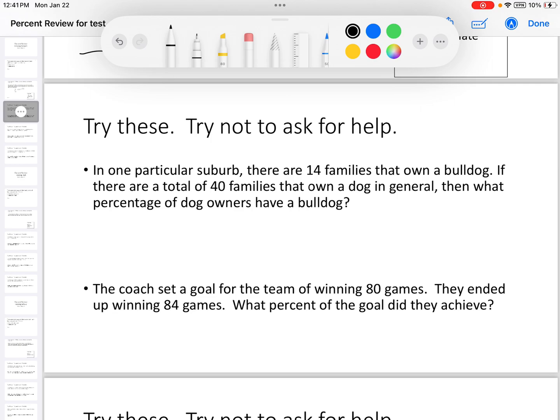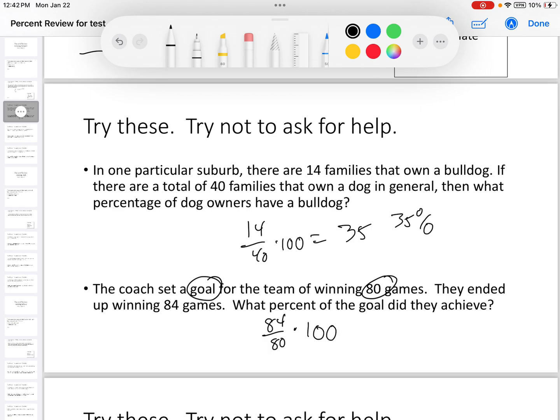Okay, now you're back. So, 14 out of 40 times 100. 14 divided by 40 times 100, 35, and the answer is 35%. 84 out of 80. This is 84 out of 80 because the goal is 80 and goal is always the 100%, goal is always the whole. Times 100. 84 divided by 80 times 100 is 105, so it is 105%. They won more than they had planned. It has to be more than 100%.